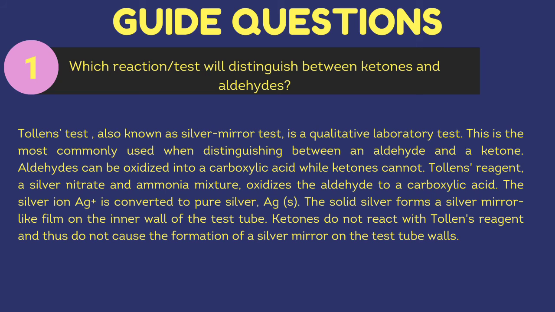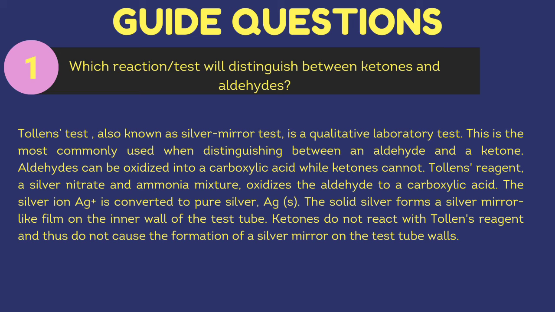For the first question, the Tollens test, also known as the silver mirror test, is a qualitative laboratory test, and this is the most commonly used when distinguishing between an aldehyde and a ketone. Aldehydes can be oxidized into a carboxylic acid while ketones cannot. Tollens reagent, a silver nitrate and ammonia mixture, oxidizes the aldehyde to a carboxylic acid.